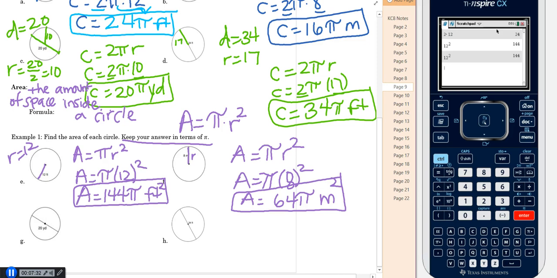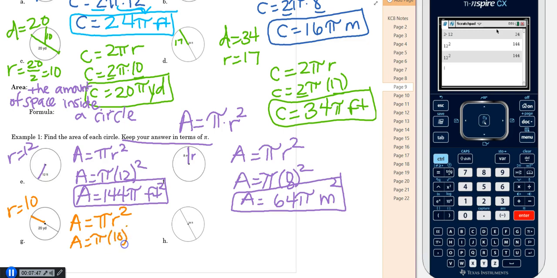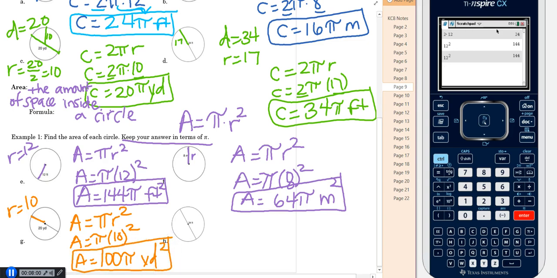Okay. Last two examples here. We have my diameter of 20, so my radius is only 10, right? We only need half of it. So area is going to be pi r squared, pi times 10 squared. 10 squared is 100, right? 10 times 10. Pi yards squared. Please don't forget those units squared on the end of our areas.